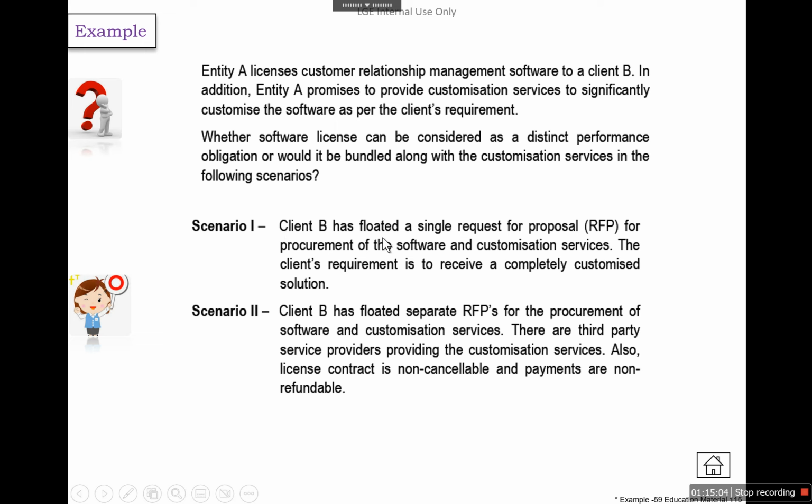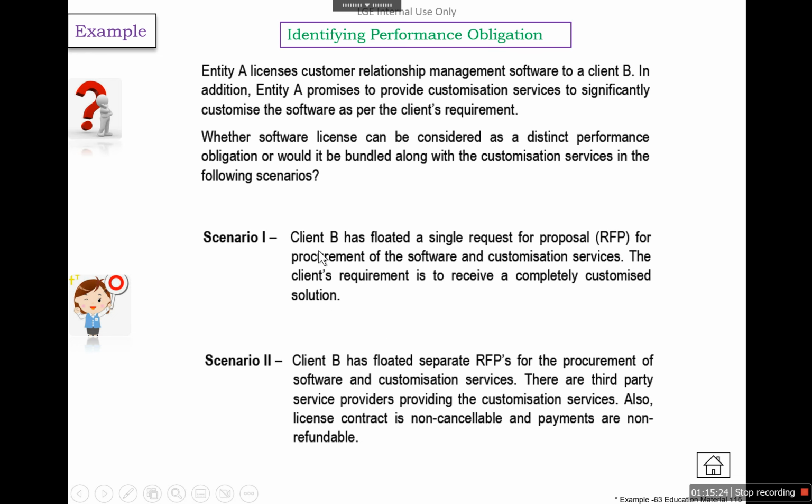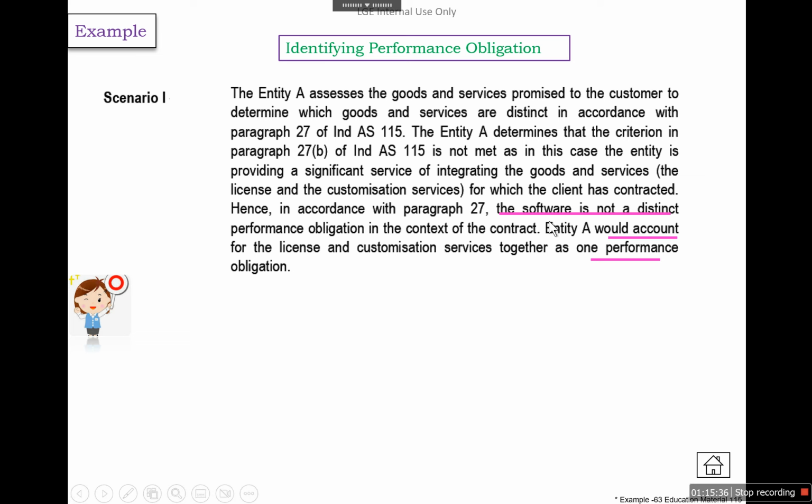Scenario 1: Client B has floated a single request for proposal for procurement of the software and customization services. The client's requirement is to receive a completely customized solution. So it is asking whether these can be distinct goods and services. In this case, the software is not distinct, and A would account for the license and customization fees together as a single performance obligation.